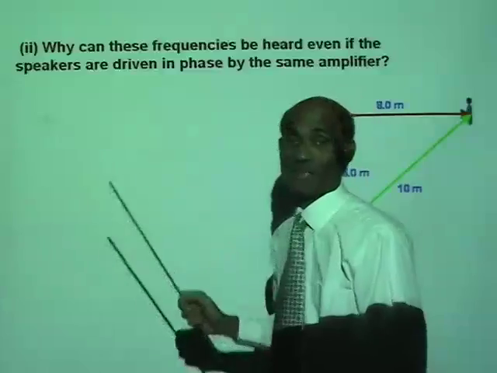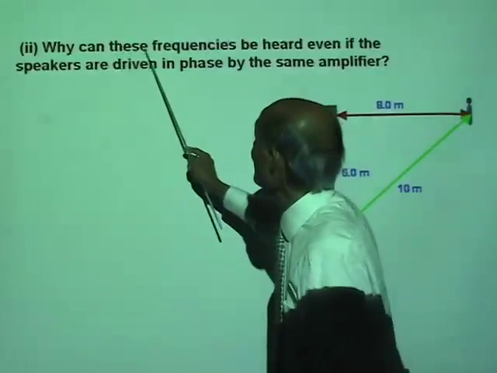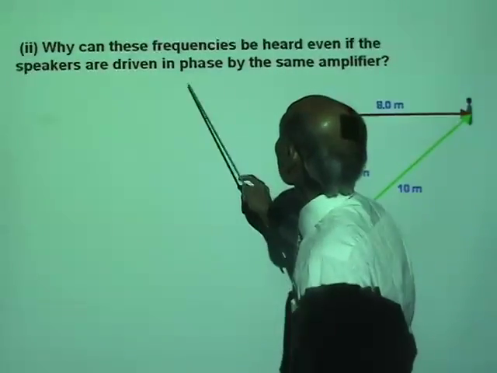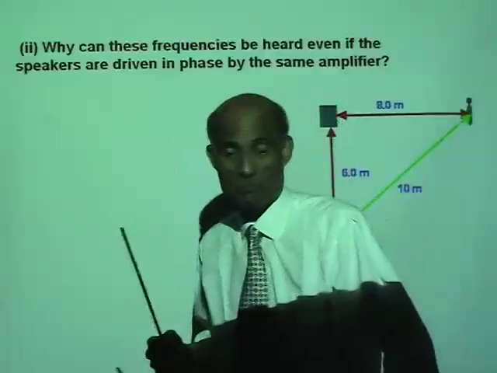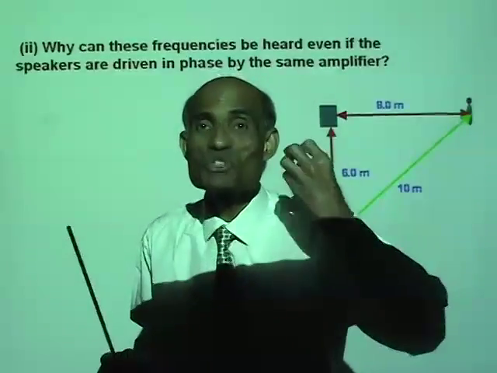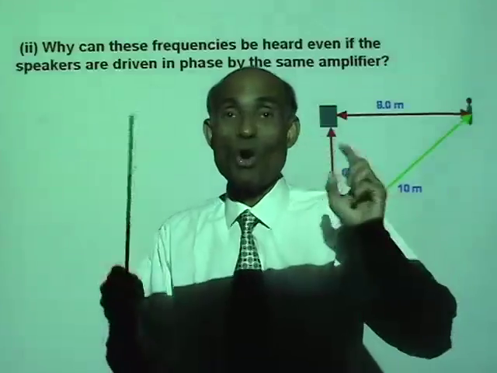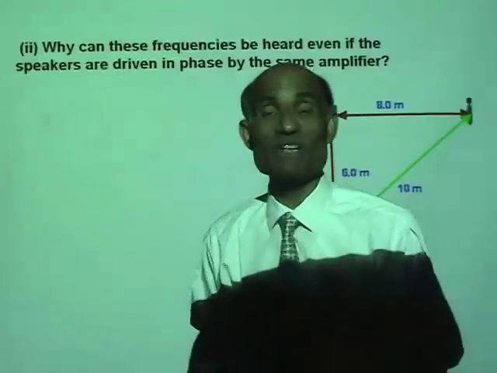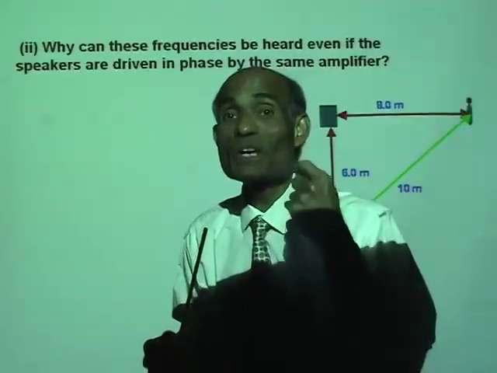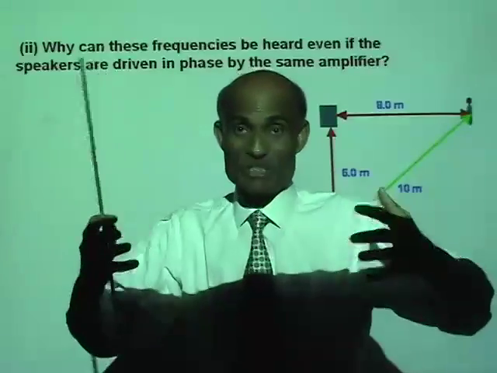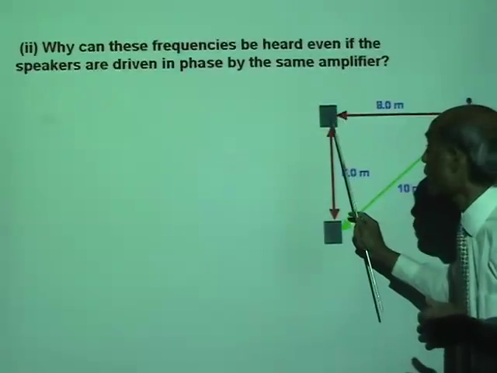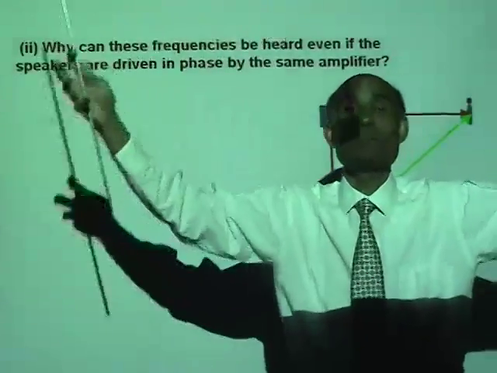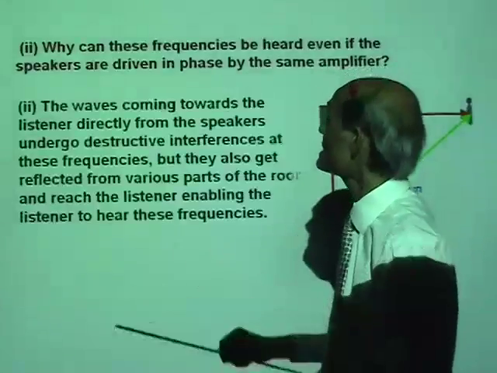Okay. Next part of the same problem. Why can these frequencies be heard even if the speakers are driven by the same amplifier? You see, in practice, you will still be able to hear these frequencies, although these frequencies arrive at the listener completely out of phase. But the reason why you can hear them is that the sound you hear is not only the direct sound from the speakers, but also the reflected sound from the walls and the ceilings, and that's why you can still hear it.